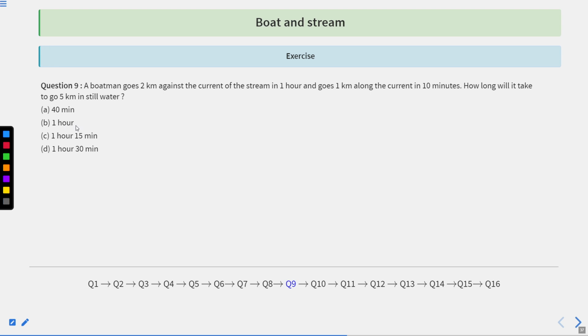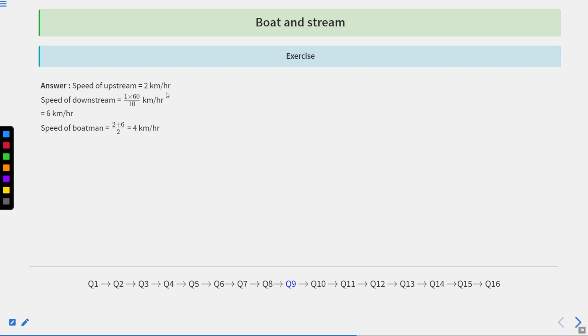Now, moving on to problem number 9. A boatman goes 2 km against the current of the stream in 1 hour and goes 1 kilometer along the current in 10 minutes. So how long will it take to go 5 kilometers in still water?